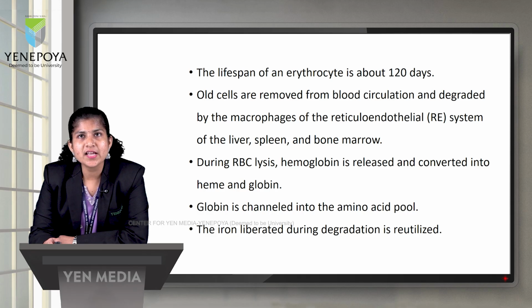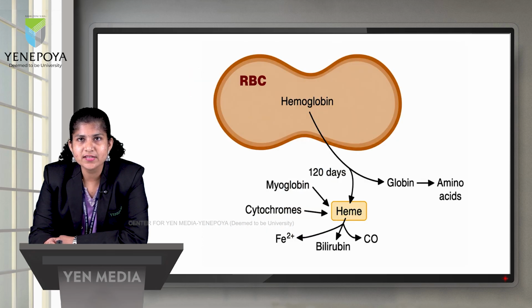The older RBCs are removed from the circulation by degradation, which happens in the reticuloendothelial cells of liver, spleen and bone marrow. When the RBC undergoes lysis, heme and globin are produced. The globin is channelized to the amino acid pool and heme will be converted into bilirubin. Other than that, myoglobin and cytochromes are heme containing proteins which are also converted into bilirubin at the end of the reaction. Along with that, the iron is released, which will be reutilized.